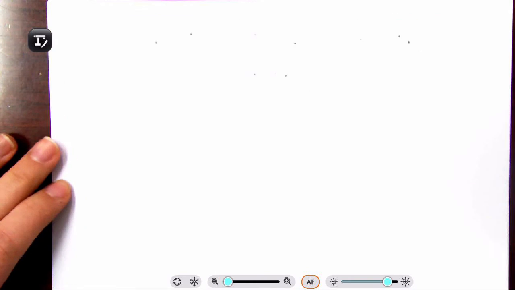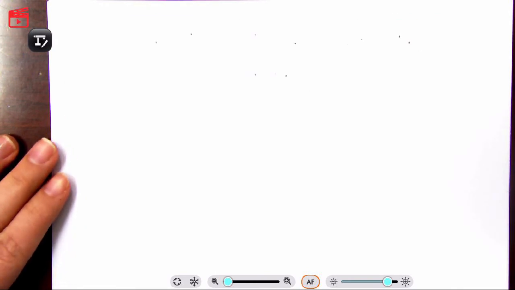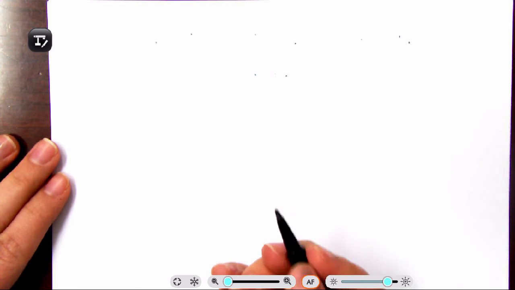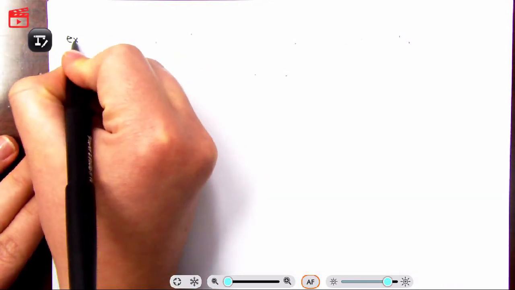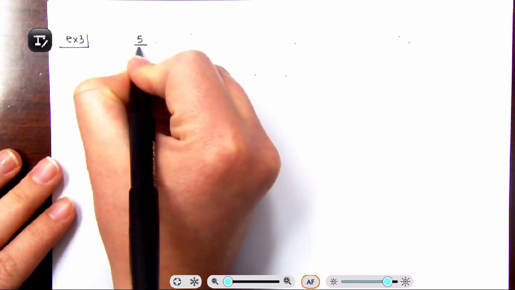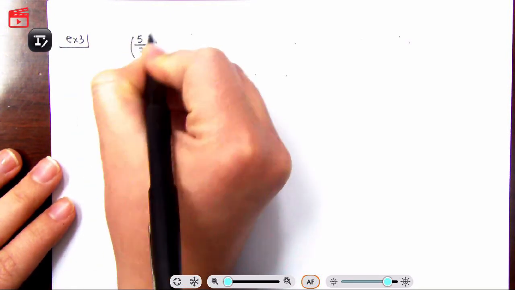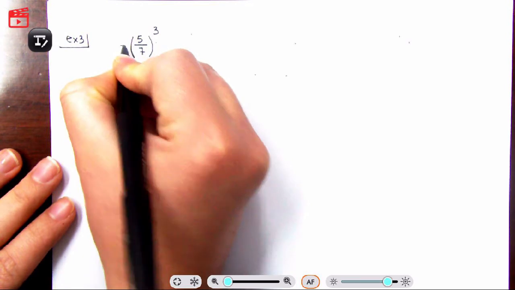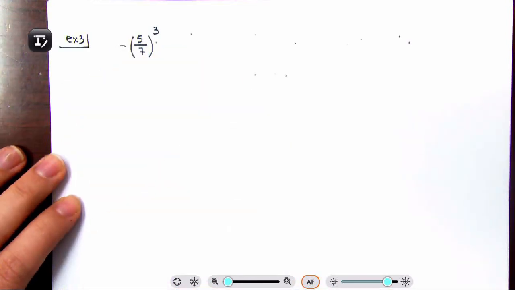So let's go ahead and do one. Since I did the -7 inside a bubble, let's do one that is not inside a bubble. This is example 3. Let's do a fraction, 5/7 cubed with a minus on the front. So this is a little bit different.